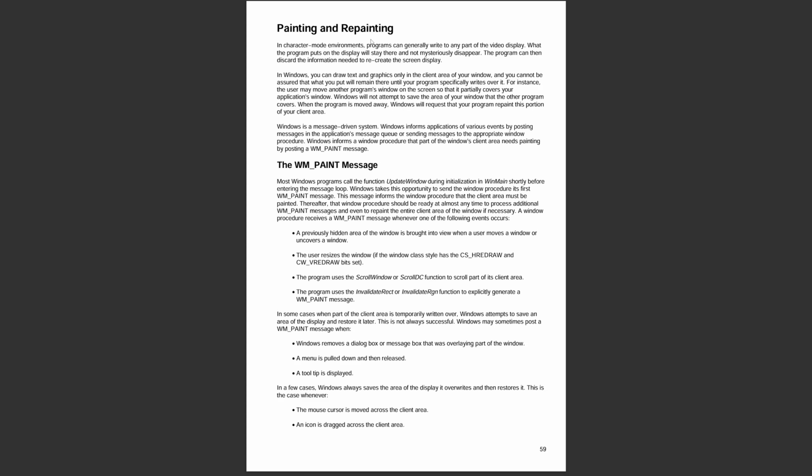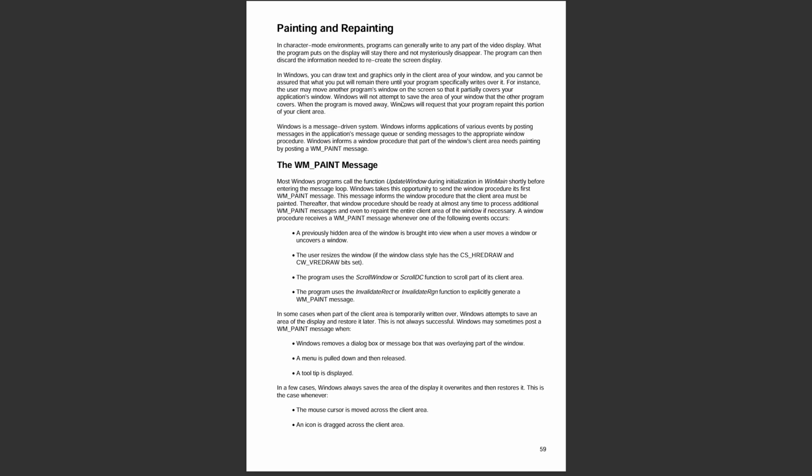So we have painting and repainting. In character mode environments, programs can generally write to any part of the video display. What the program puts on display will stay there and not mysteriously disappear. The program can then discard the information needed to recreate the screen display. In Windows, you can draw text and graphics only in the client area of your window, and you cannot be assured that what you put will remain there until the program specifically writes over it. For instance, the user may move another program's window on the screen so that it partially covers your application's window.